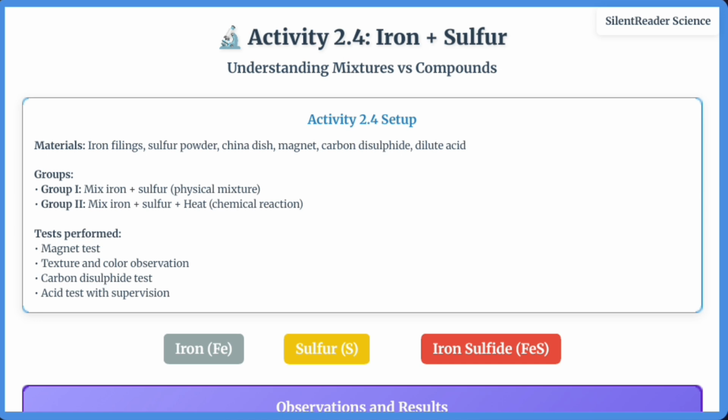This demonstrates that mixtures are physical combinations where components retain their properties, while compounds are chemical combinations with new properties. This fundamental difference explains why we can separate mixtures by physical methods but need chemical methods to break down compounds.